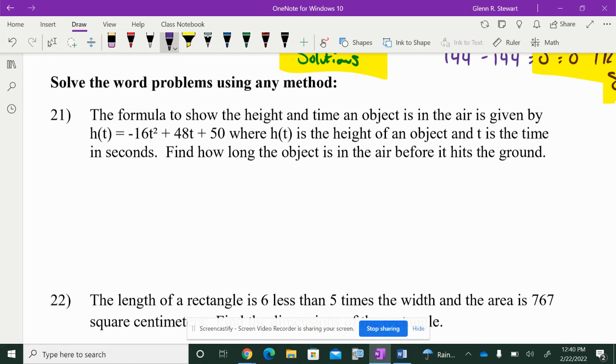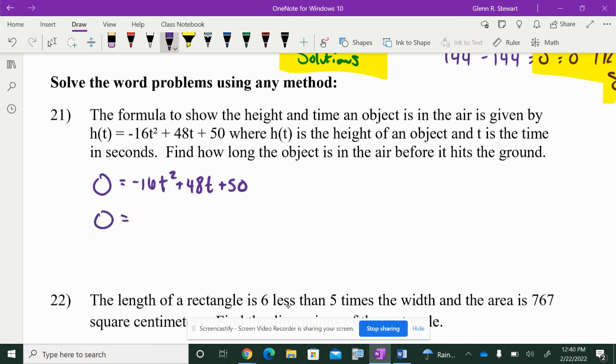All right, the formula to show the height and time of an object in the air is given by this, where h of t is the height of the object and t is time. Find how long the object is in the air before it hits the ground. Okay, so I'm going to set this equal to 0. And I'm not even going to mess around with this. I guess I could take out a 2 if I wanted to. Do I want to?